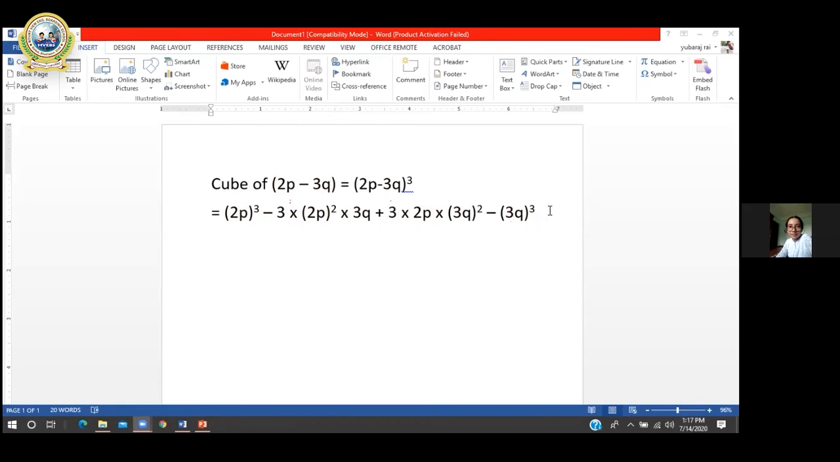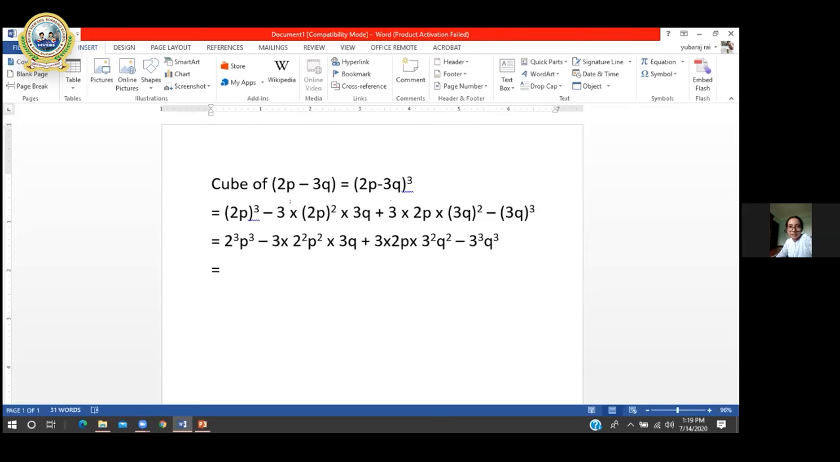Okay, the next step is simple maths. If you can do it directly, do it directly, otherwise I'm going to take one or two more steps. So we have (2p) cube, minus 3 into (2p) square into 3q, plus 3 into 2p into (3q) square, minus (3q) cube. We are just distributing the powers at the bracket level, because the cube applies to both 2 and p, so the power must be distributed to 2 and p, and likewise to 3 and q.